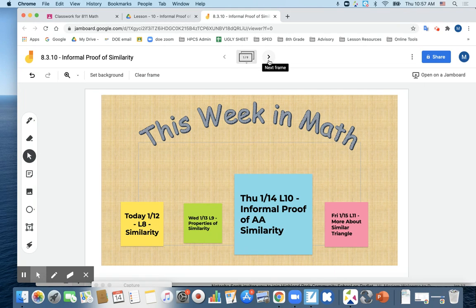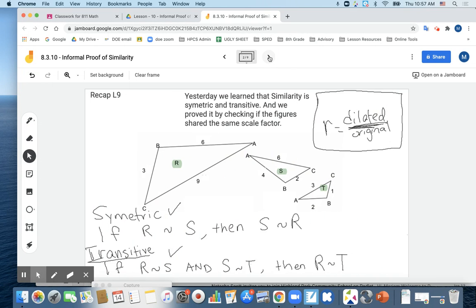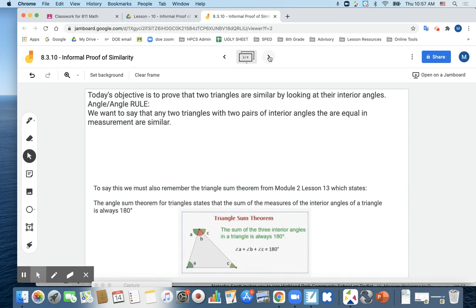Today we're going to do lesson 10, Informal Proof of AA Similarity, and AA stands for angle-angle. We're going to take a little break from dilations and all that stuff that we learned yesterday. Your objective for today is to prove that two triangles are similar by looking at their interior angles.